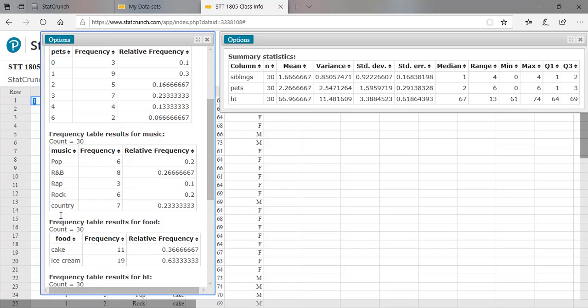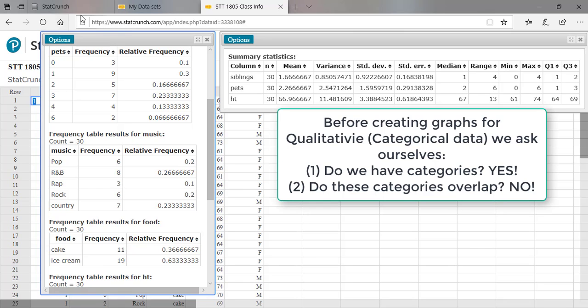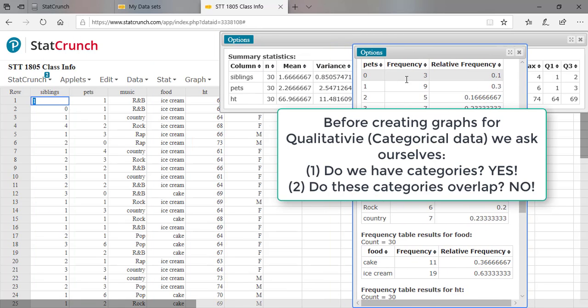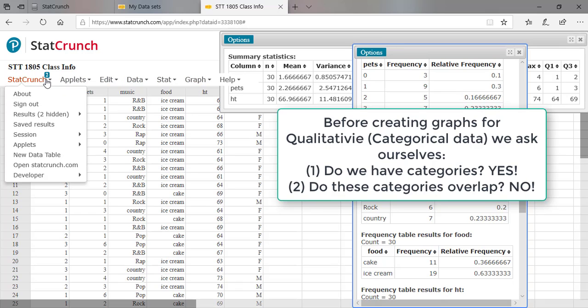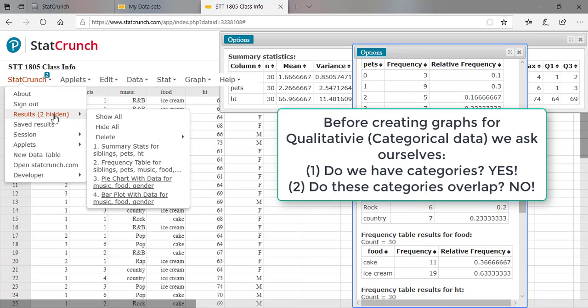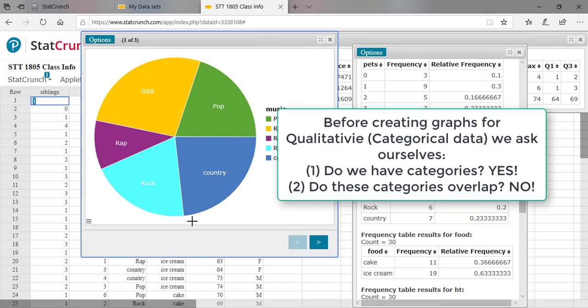And then, of course, when it comes to this categorical or qualitative data type, we also know that before we start creating any graphs for this, we ask ourselves things like, first of all, is it categorical? And second of all, do the categories overlap? So for the graphs that we created last time, we said before creating those, hey, this is categorical data, and no, it is not possible to be in more than one category at the same time. There is no overlap.